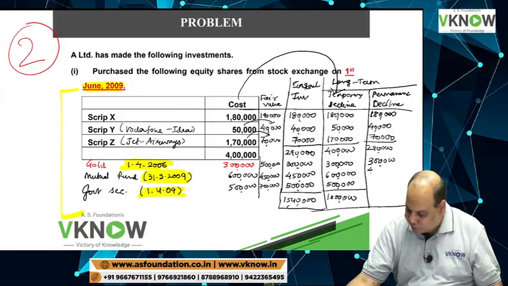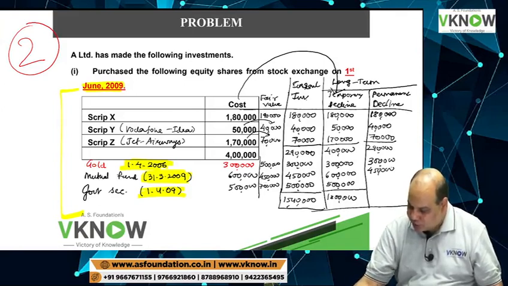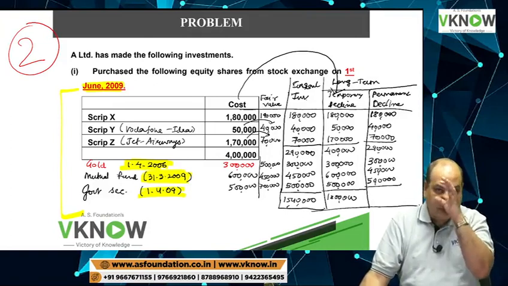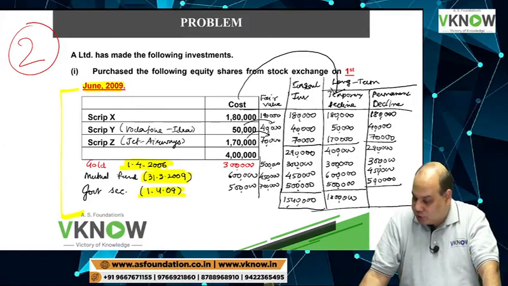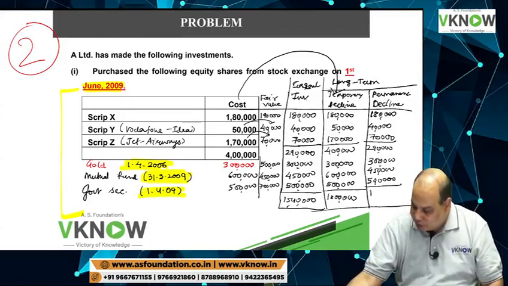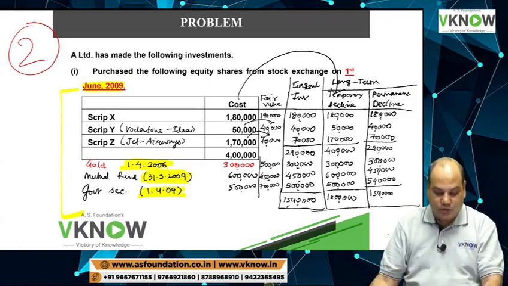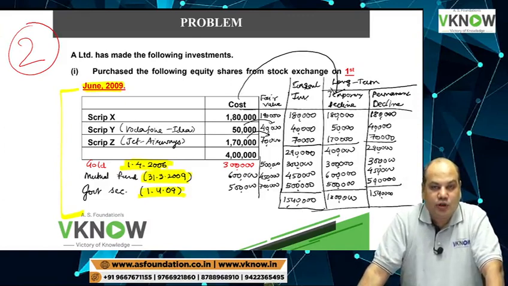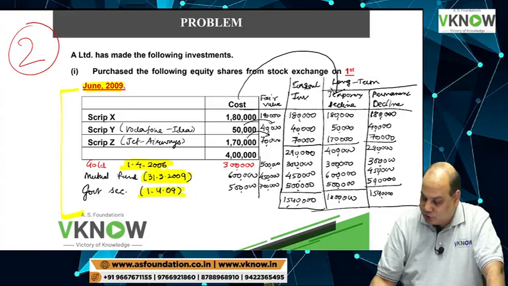Mutual fund will be 4,50,000. Assuming permanent decline, government security will be 5 lakh. Can you tell me the total of this last column, permanent decline? You will get the same answer, 15 lakh 40,000, like current investment. So this is the answer.